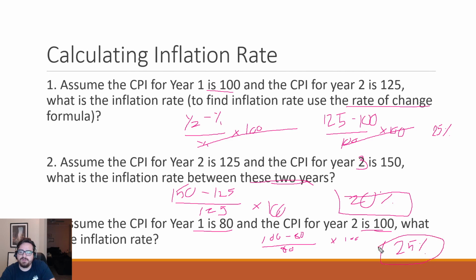So be careful. When you're doing inflation rate, you use this formula: year 2 minus year 1 over year 1 times 100. What I'm plugging in for year 2 and year 1 is the CPI. It'll also work with GDP deflator. You can use GDP deflator here in place of CPI if they gave you that instead. It works the exact same way.